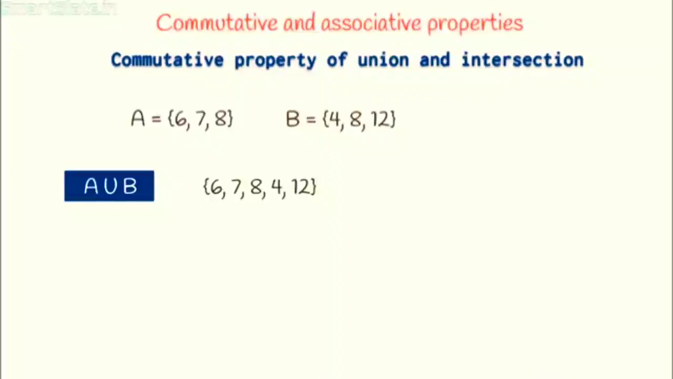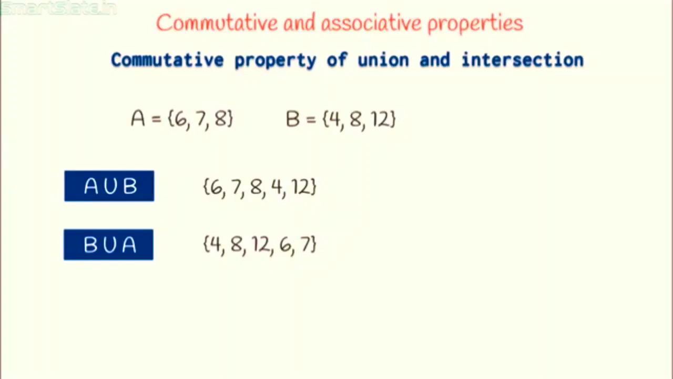Now let's find B union A. In this, the elements of B are 4, 8 and 12. Now we have to write the elements from A. Here also the 8 repeats again, so without that, we will write 6, 7.